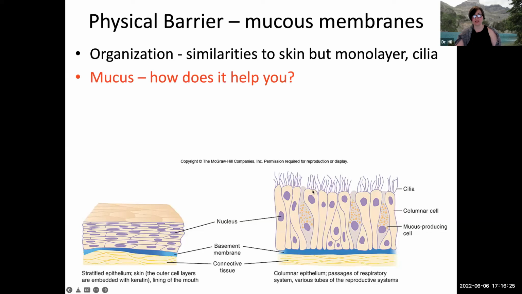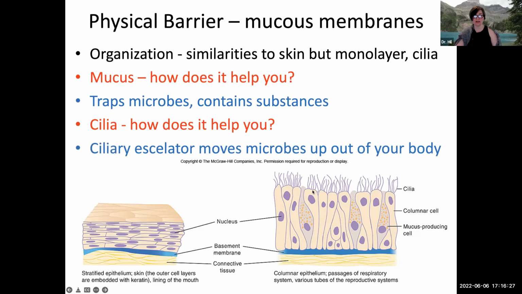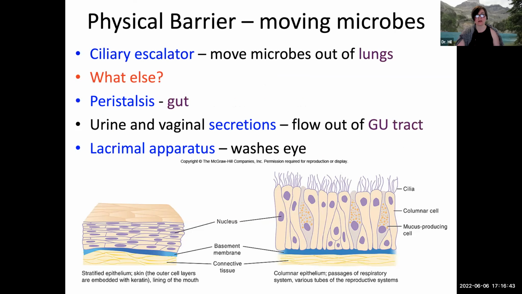Particularly important in the lungs, right? Or in the respiratory tract, I should say. The ciliary escalator moves the mucus up, opposing the direction of gravity, moving the microbes out of your respiratory tract, protecting the lower airway. And then we've got the muscular contractions of your GI tract, the secretions from the genitourinary tract, and the lacrimal apparatus that washes the eye.